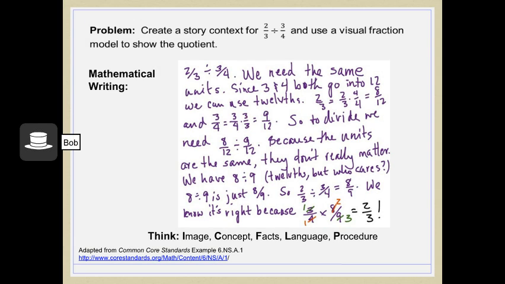So I hope that through looking at these various slides, you've come to a deeper understanding of why that procedure works. The procedure of dividing by a fraction means multiplying by the reciprocal of that fraction. That's the procedure that we all have come away with, but hopefully now you understand more deeply why that's the case.